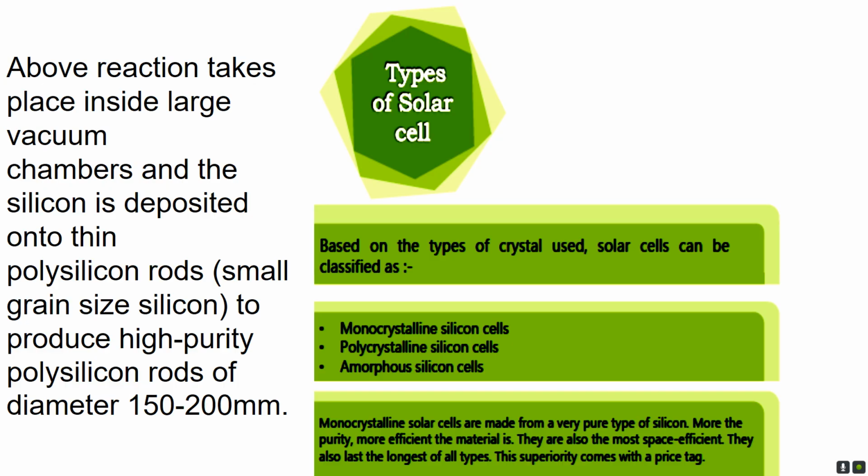Based on the types of crystal used, solar cells can be classified as monocrystalline silicon cells, polycrystalline silicon cells, amorphous silicon cells. Monocrystalline silicon solar cells are made from a very pure type of silicon. More the purity, more efficient the material is. They are also the most space efficient. They also last the longest of all types. This superiority comes with the price tag. So you have to pay more for monocrystalline type solar cells.